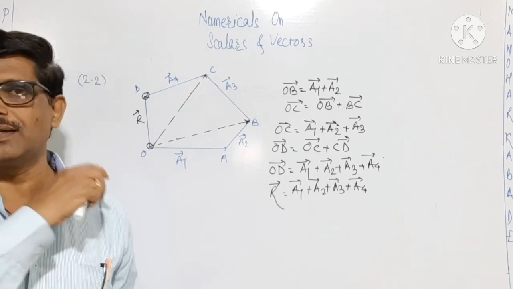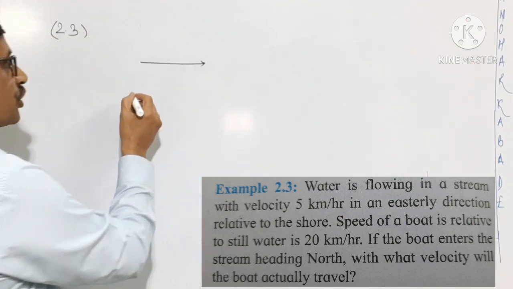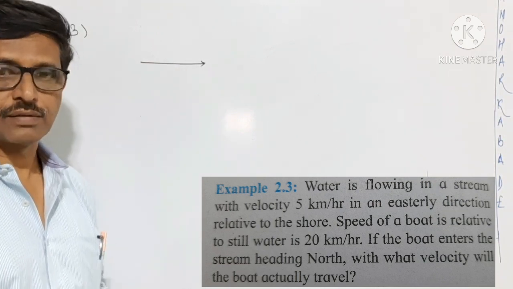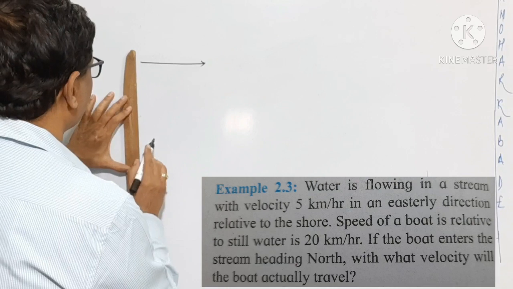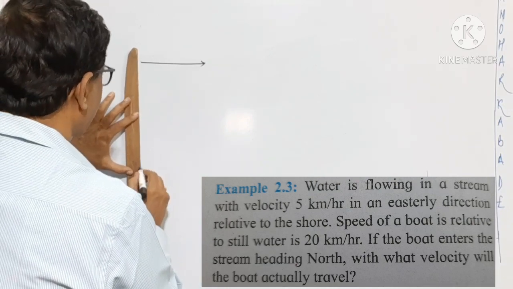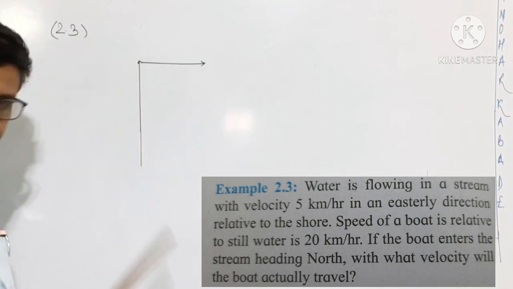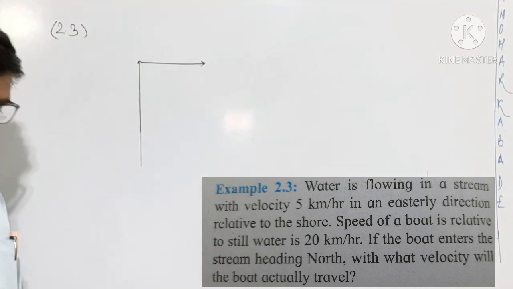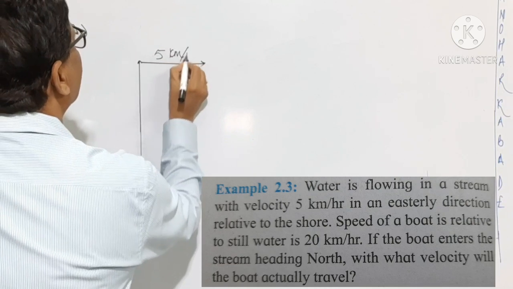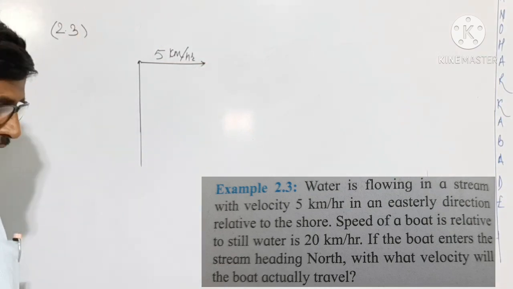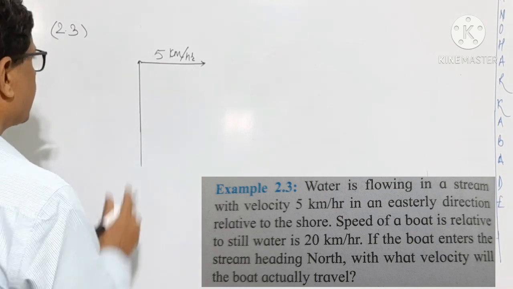This is the speed of the stream of a river, rather the velocity of the stream of the river, and this is the velocity with which the boat is moving in the river. The velocity with which the stream of the river is traveling is 5 km per hour, and the velocity with which the boat is traveling is 20 km per hour.